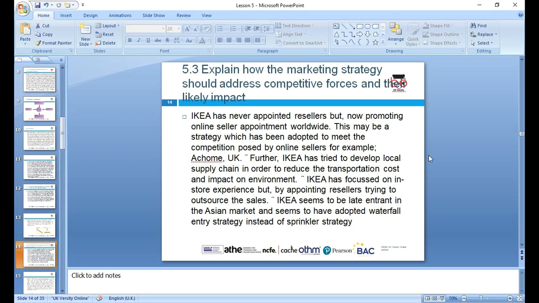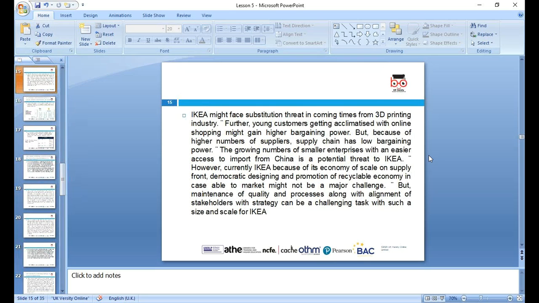So we can look around. IKEA has tried to develop the local supply chain in order to reduce the transportation cost and the impact on the environment. IKEA has focused on the in-store experience, but by appointing resellers it is trying to outsource sales. Yes, IKEA seems to be a late entrant in the Asian market and seems to adopt waterfall entry strategies instead of the sprinkler strategies which we discussed. So we can explain these strategies, and of course nothing is 100%. It depends upon which one suits which organization.